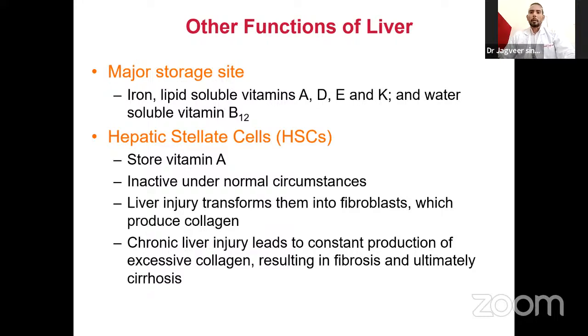Under some injury or hepatitis or other toxins, these cells are converted into fibroblasts, and they produce collagen or extracellular matrix. In chronic liver injury, they continuously produce this excessive collagen, and that will lead to fibrosis, and ultimately, if not treated, it is converted into cirrhosis. Next slide.